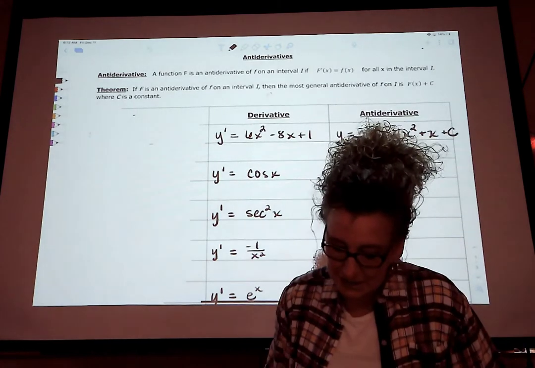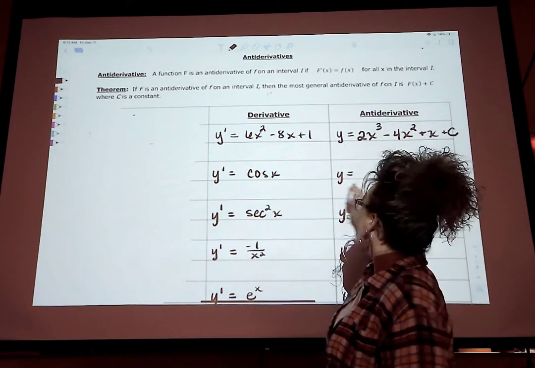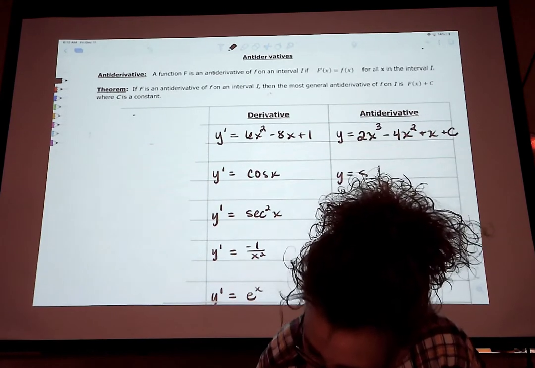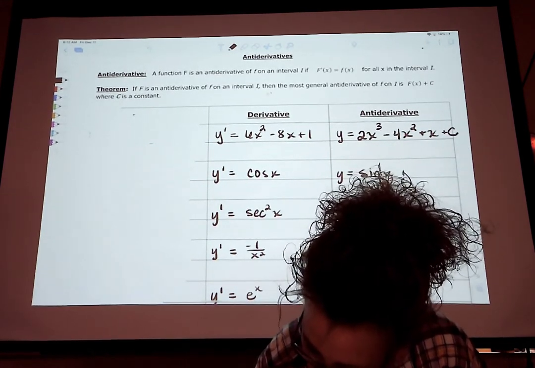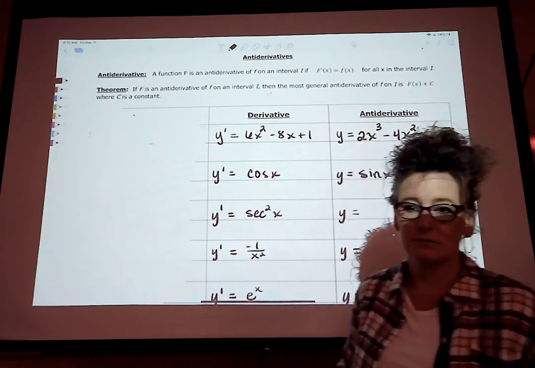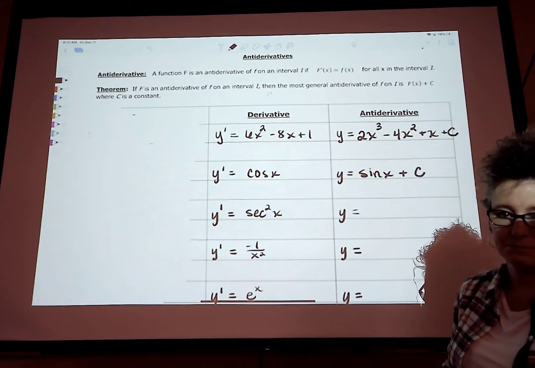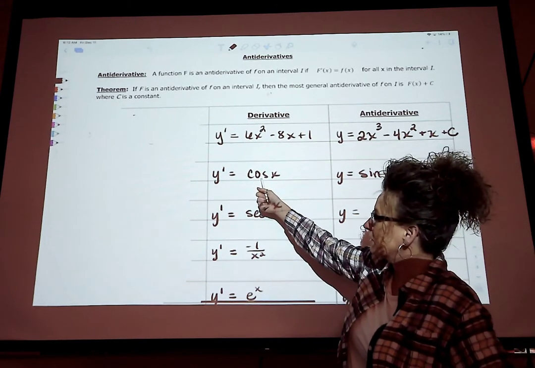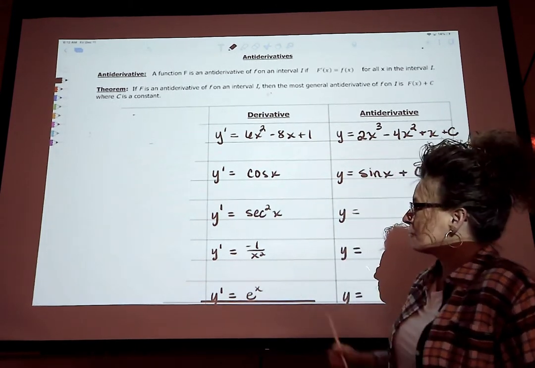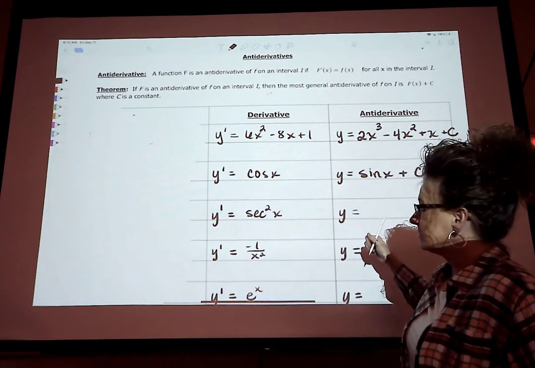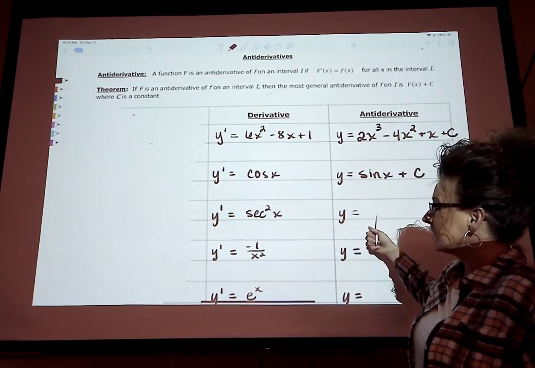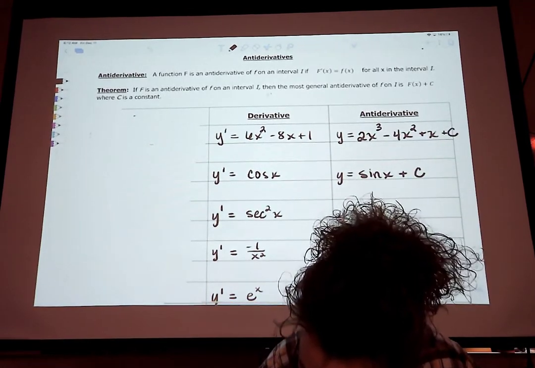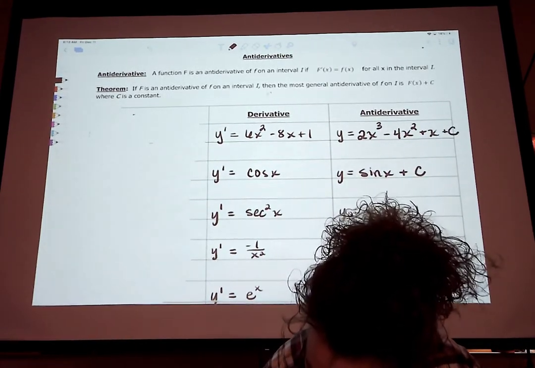All right, next one. What has a derivative of cosine? Well, that's sine. What was the constant? I don't know. So the antiderivative of cosine is sine. What's the antiderivative of secant squared? Well, what function has a derivative of secant squared? Oh, that's tangent. What was my constant? I don't know.